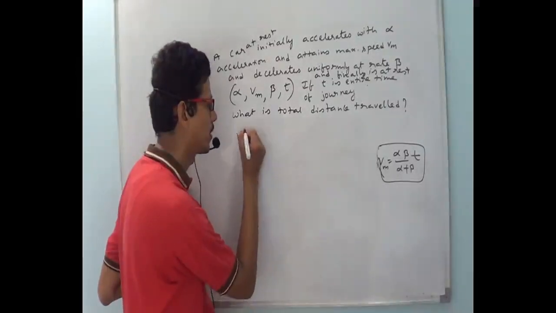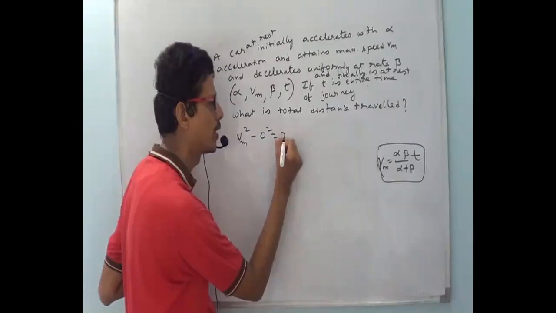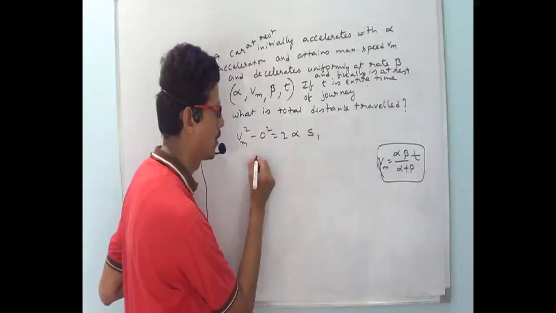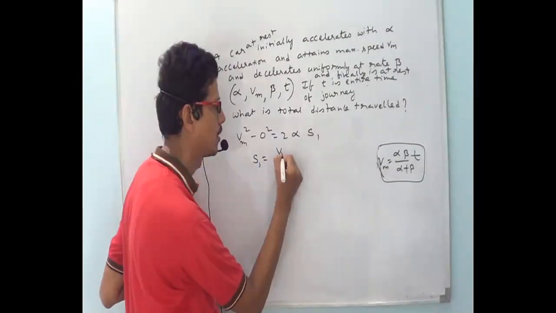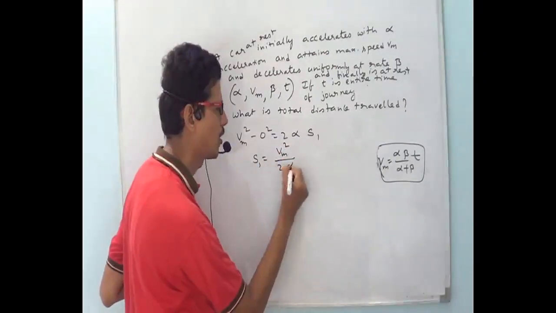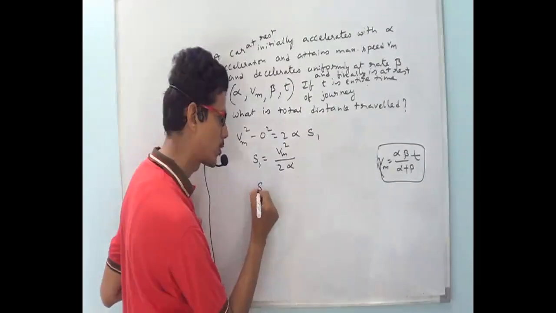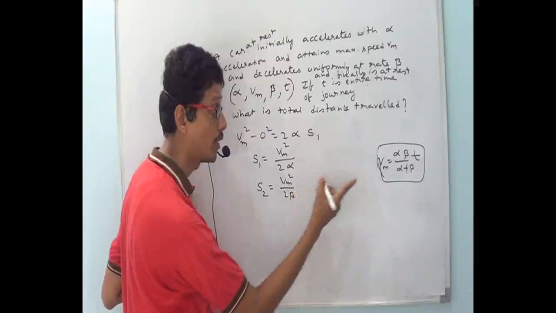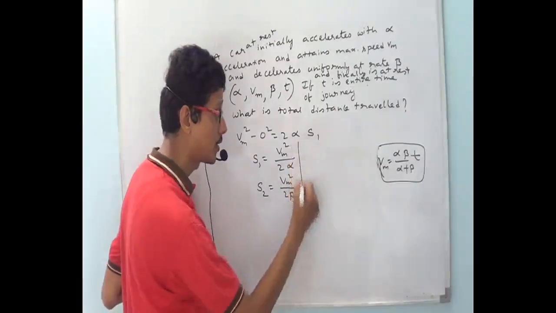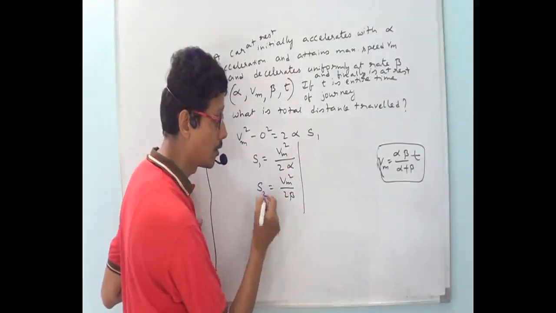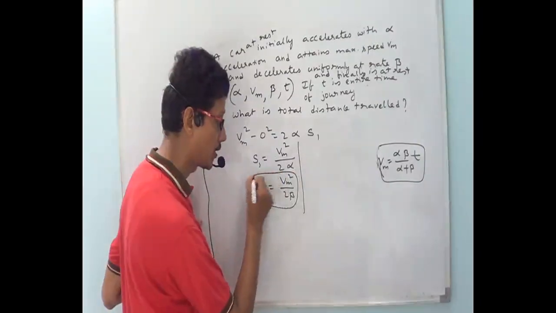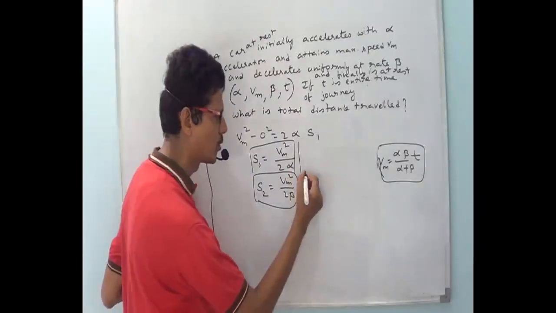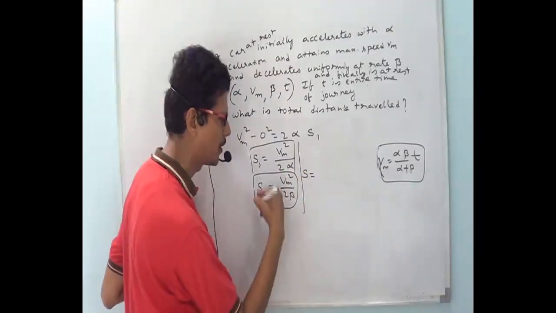So V square minus U square is equal to 2 alpha S1. S1 is nothing but Vm square by 2 alpha. Similarly, S2, what you will get? Vm square by 2 beta. Already we found Vm. Total distance is S1 plus S2 only, na? This is the distance traveled during deceleration, and this is the distance traveled during acceleration. So total distance, I have to combine these two.